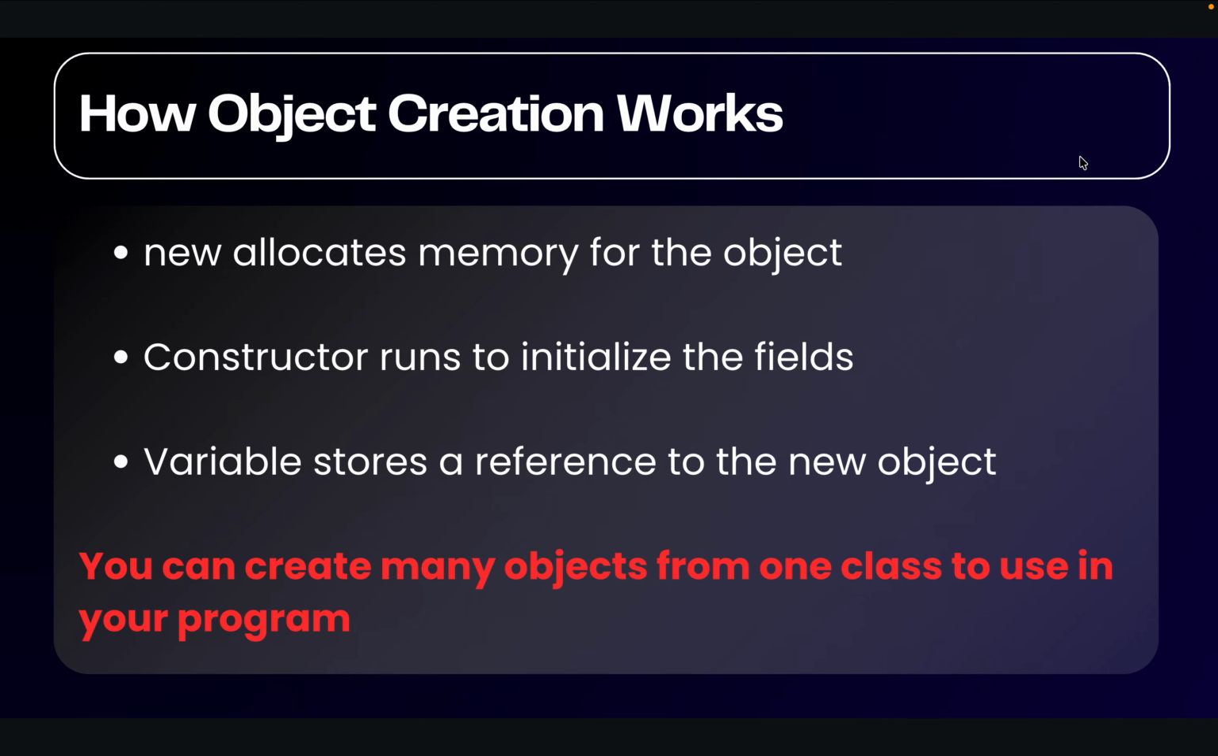So this is what happens when you're calling that object to be created. The new is saying, hey, we need a new spot to place this object. So it's giving it some memory for its storage. The constructor is going to run to set up those initial field values that you specified, and the variable is just going to give you a reference to the new object. So whatever you name that object variable.